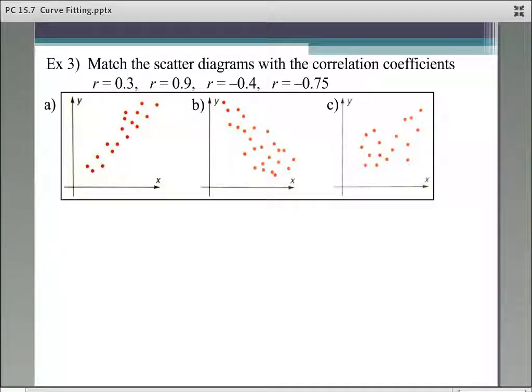I'll set my timer. Try to figure it out on your own real quick. Do this one on your own and see what you think. Which one do you think it should be for each of them?